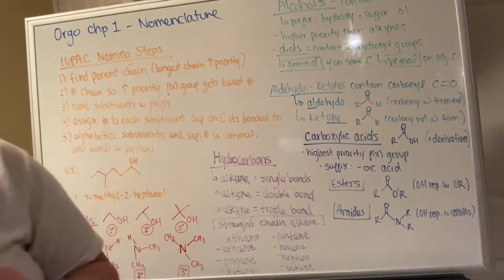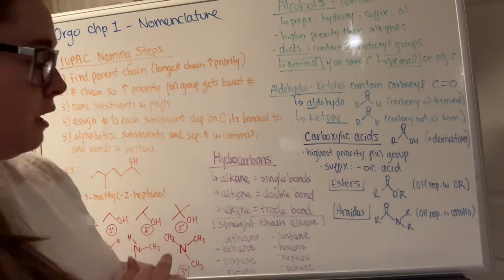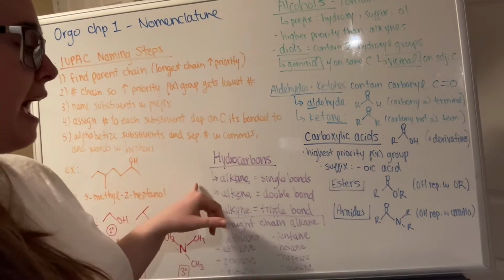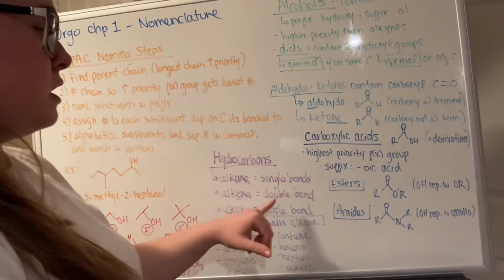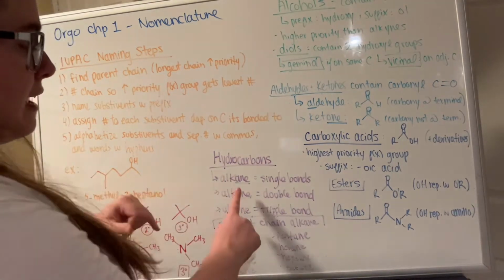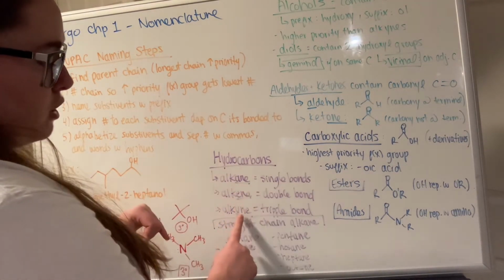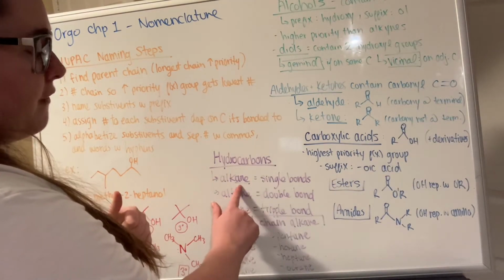Next, let's go into specific functional groups. So we have hydrocarbons as a big one. So hydrocarbons, you can have alkanes, which are single bonds. We would have alkenes, which are double bonds, and alkynes that have triple bonds. And the endings of these words are actually what their suffixes would be.